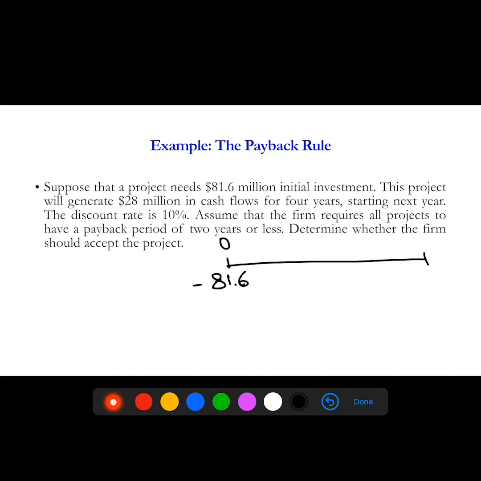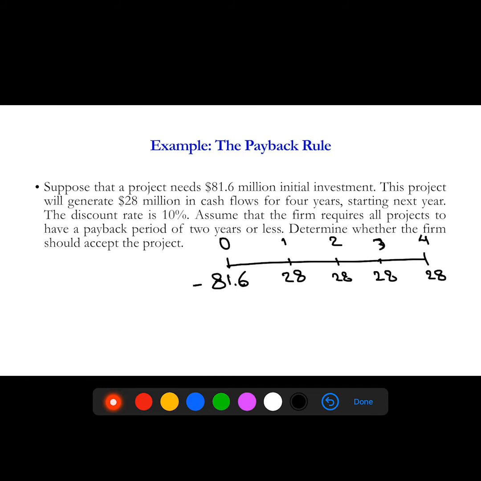So this is at time zero, our initial investment is 81.6 million. At time one, we have 28 million. At time two, we have 28 million. At time three, we have another 28 million. And at time four, we have another $28 million in cash flows.